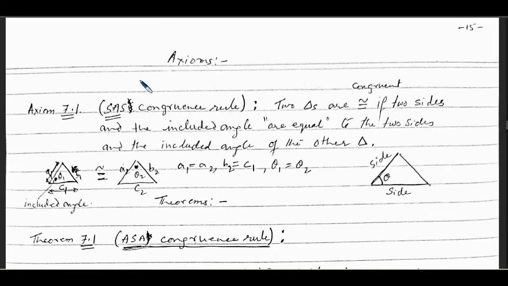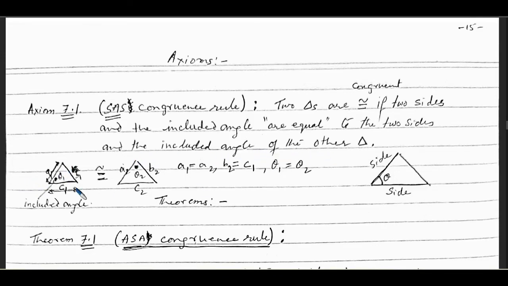So now we come to axioms. Axiom 7.1, that is, in your chapter 7, is the Side Angle Side congruence rule. So this is an axiom, and we start with the first one. Two triangles are congruent if two sides and the included angle are equal to the two sides and the included angle of the other triangle, then they are congruent.